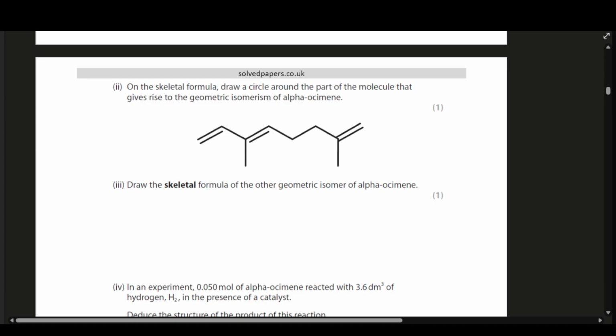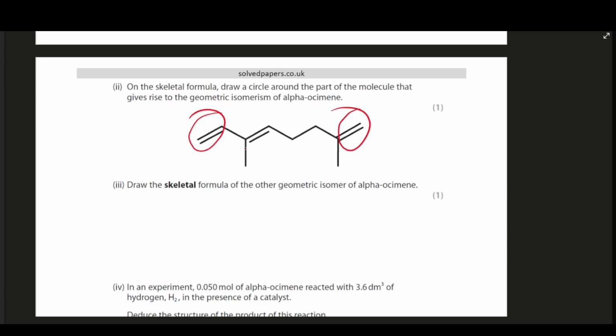On the skeletal formula, draw a circle around the part of the molecule that gives rise to the geometric isomerism of alpha ocimene. Okay. Well, I guess it's pretty simple, right? Can anybody tell me which part? Please do not choose this part and this part down here. Because check this out: this carbon and this carbon right here both have two identical hydrogen atoms attached.